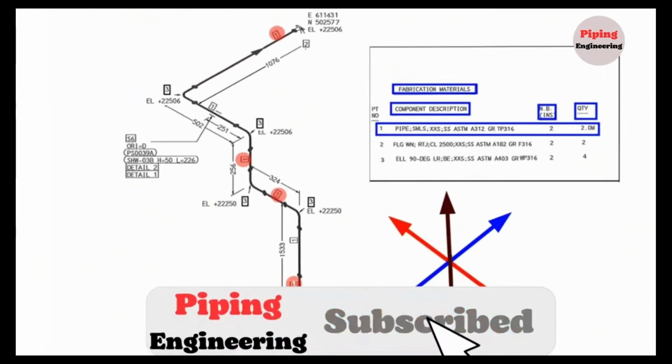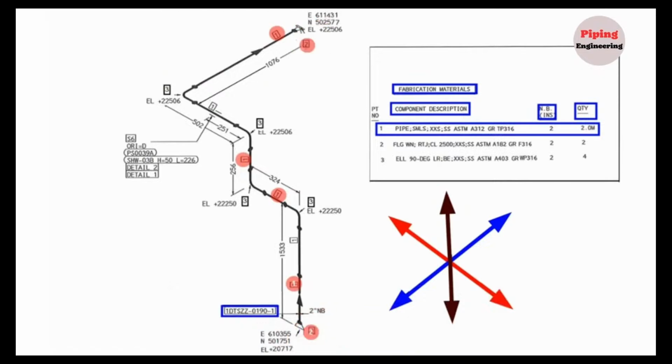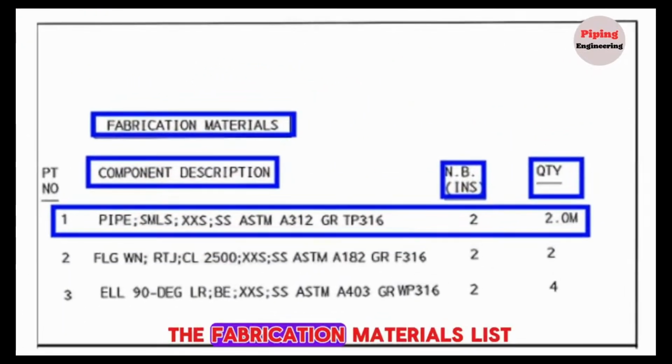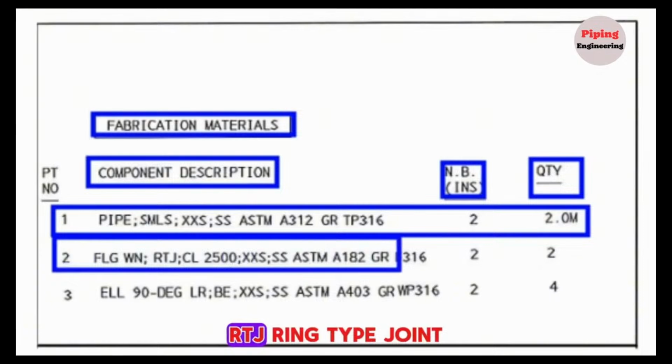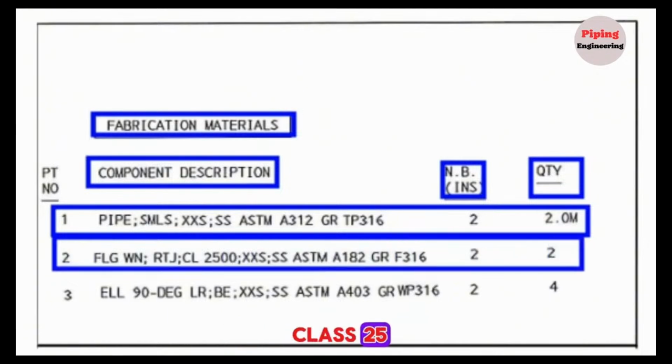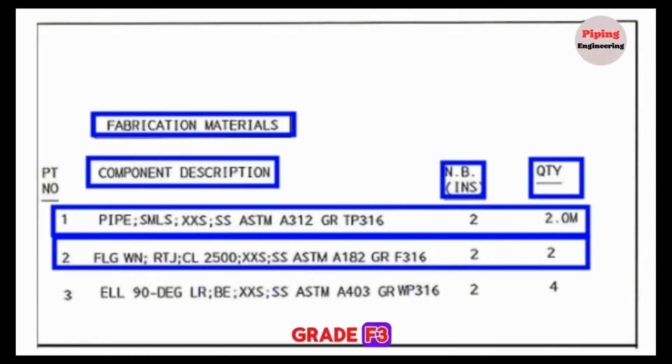Item number 2 is shown in 2 places on the pipe drawings. Now let's look at the fabrication materials list. Item number 2 is weld neck flange, RTJ ring type joint, class 2500, schedule XXS, stainless steel ASTM A182, grade F316, size 2 inches, the quantity is 2 pieces.